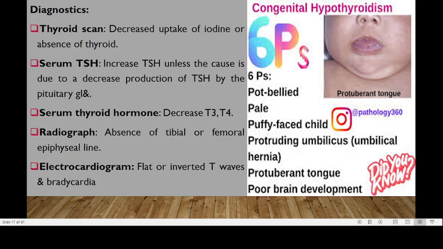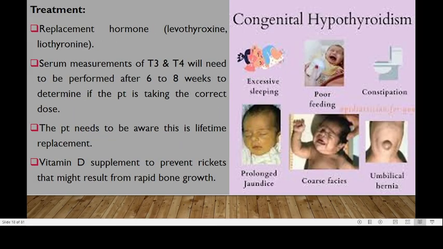Remember, in congenital hypothyroidism, we have the 6 P's, where we have the potty-bellied, the patient will be pale, will have puffy-faced child, protruding umbilicus, that is umbilical hernia, protuberant tongue, and poor brain development.